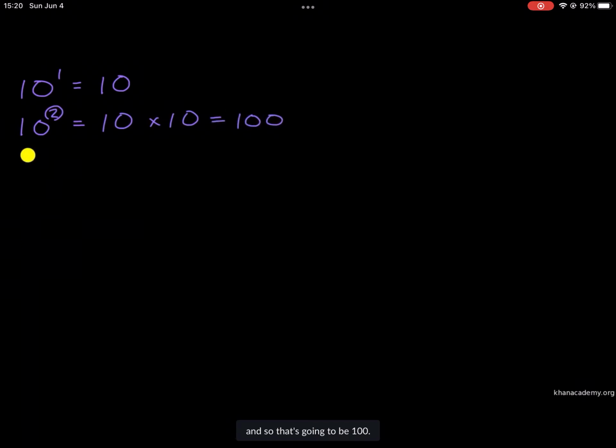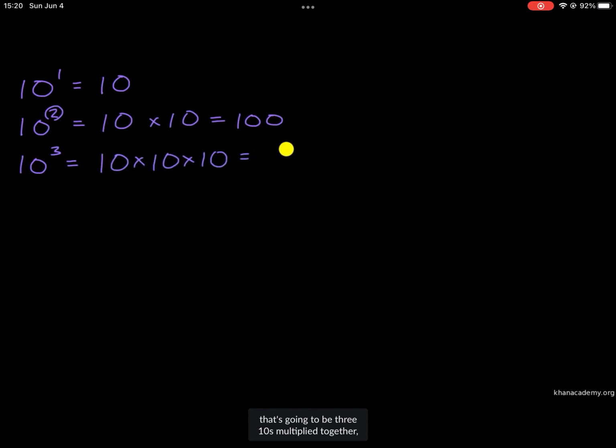In the other video, we introduced ourselves to the idea of powers of 10. We saw that 10 to the first power means we're really just going to take one 10. If we have 10 to the second power, that means we take two 10s, a 10 and a 10, and multiply them, and that's going to be 100. If we take 10 to the third power, that's three 10s multiplied together, which is equal to 1,000, which is also 1 followed by 3 zeros. So you're already starting to see a pattern.